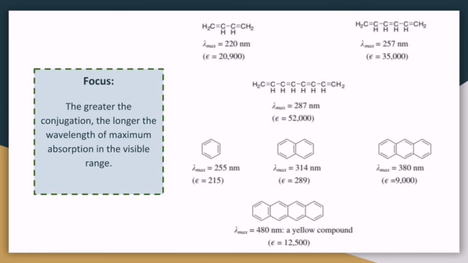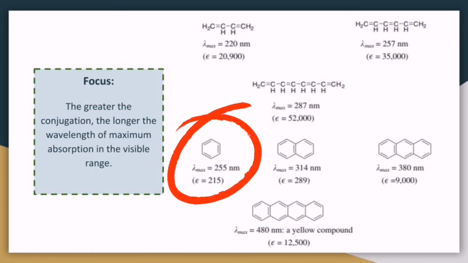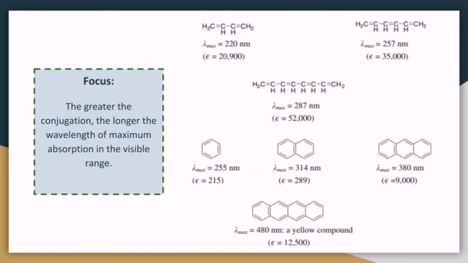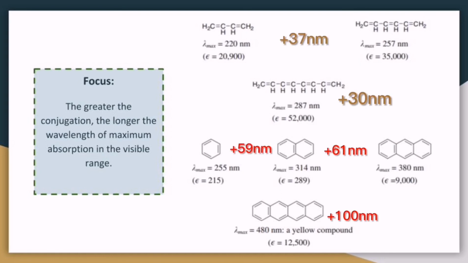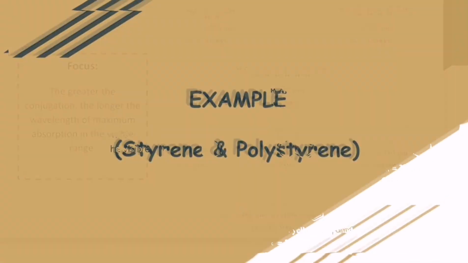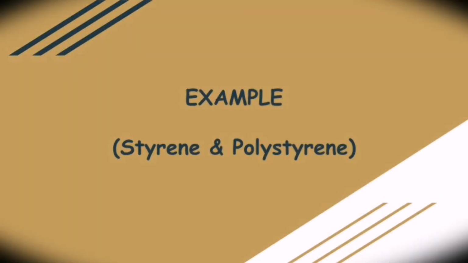For example, in this picture, we can clearly see that the wavelength of maximum absorption increases with the degree of conjugation, or the increasing number of C=C double bonds in the chain. The molecule with a single benzene ring has a higher wavelength of maximum absorption compared to butyl-1,3-diene with 2 C=C double bonds. Notice that the addition of benzene rings to the molecule caused a more significant increase in the wavelength of maximum absorption. Continue to the example of styrene and polystyrene.